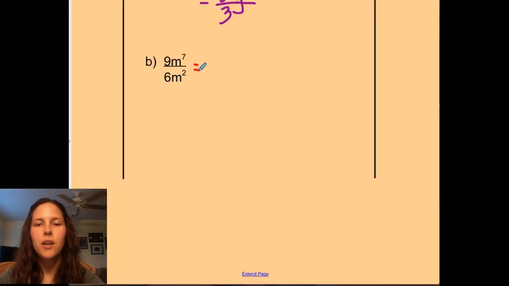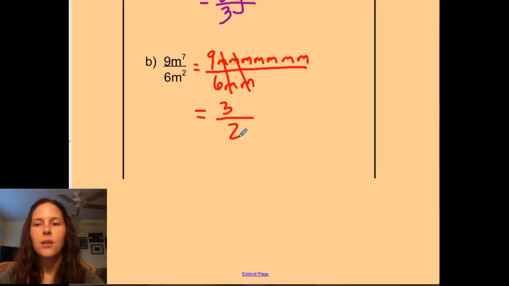Example B, same process. We have 7 m's being multiplied in the numerator, all over 2 m's in the denominator. 2 of my m's cancel. M divided by m is 1. 9 and 6 can both be divided by 3. 9 divided by 3 is 3. 6 divided by 3 is 2. And we have 5 m's left in the numerator.